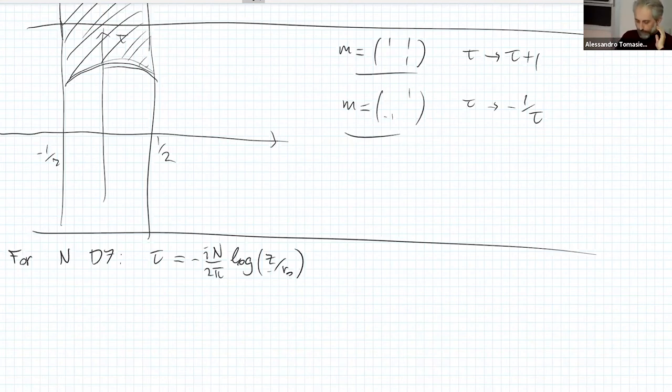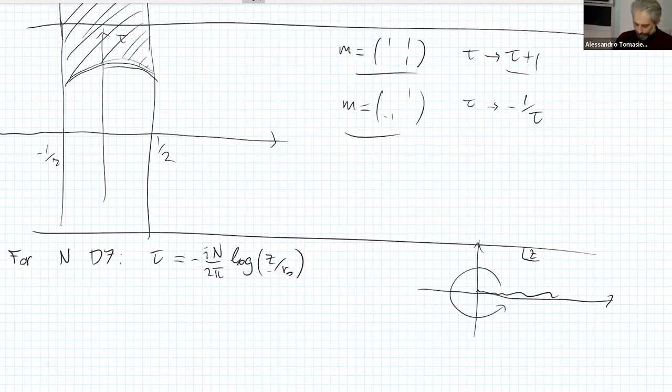If you go around the branch cut in the z-plane, tau doesn't get back to itself, but it becomes tau plus one. But then you can also apply our SL(2,Z) transformation.